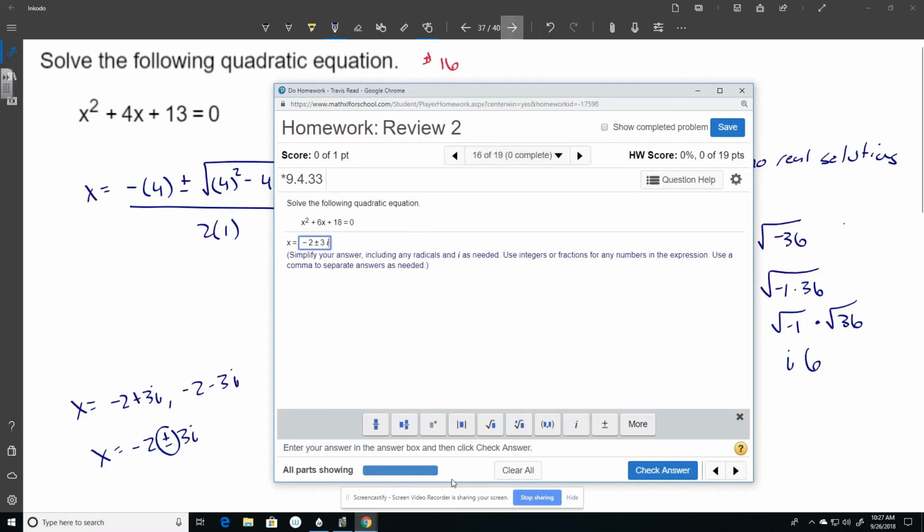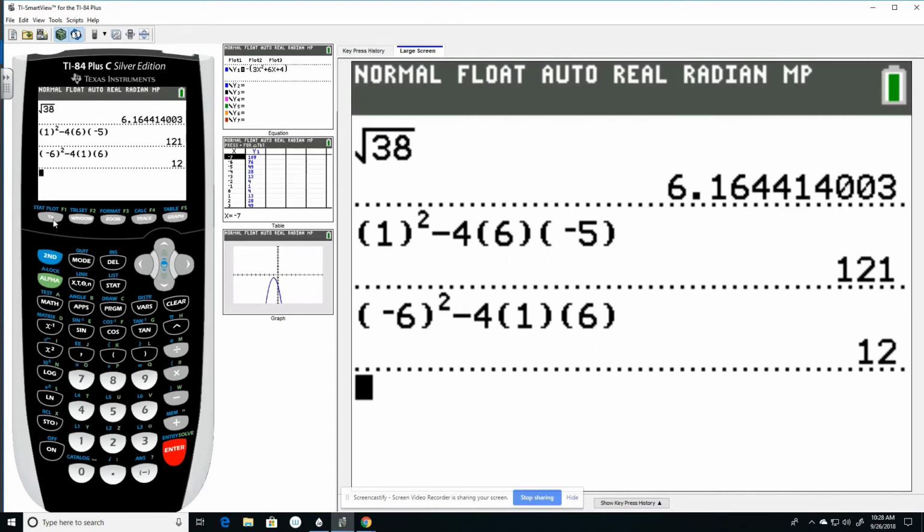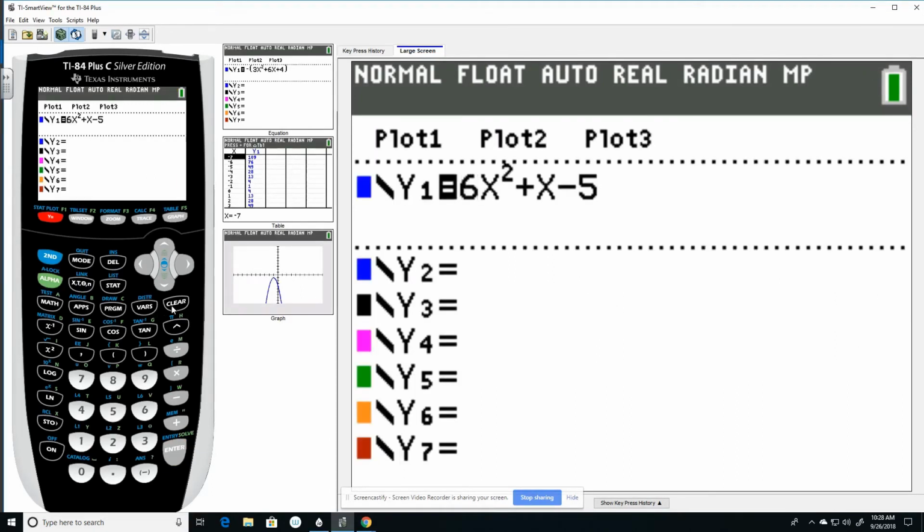All right, moving on. Number 17, 3 more. State the vertex of the graph of the quadratic function. G of x equals (x plus 9) squared plus 4. Remember, that just means y. And I'm looking for the vertex. So first of all, let's see what it looks like. That's kind of new for some of you.